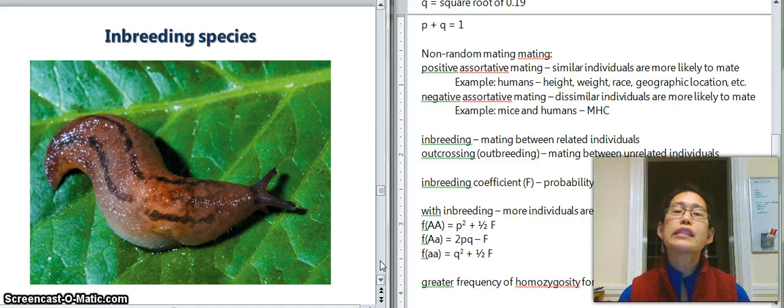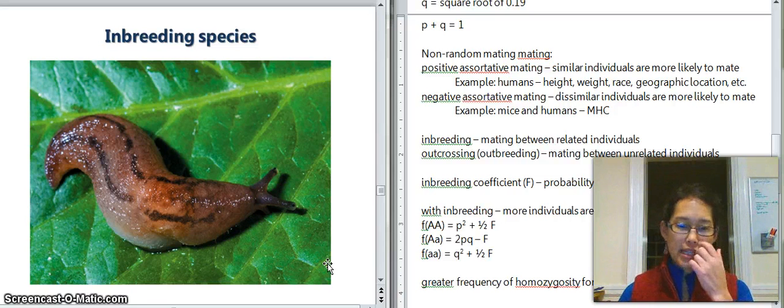There are a number of inbreeding species in nature, one of which is this garden slug. Most plants and many animals are hermaphroditic, and they can self-fertilize, one of which is this hermaphroditic slug, and they tend to be more inbred, and they seem to be doing just fine.